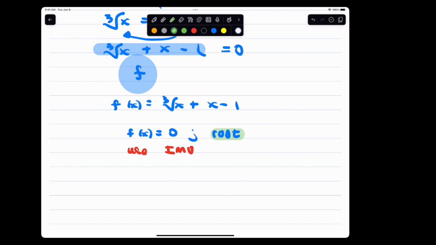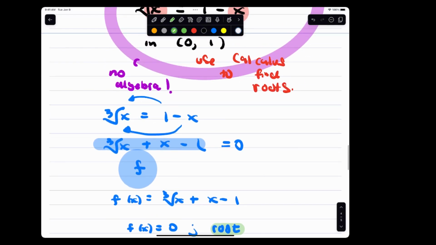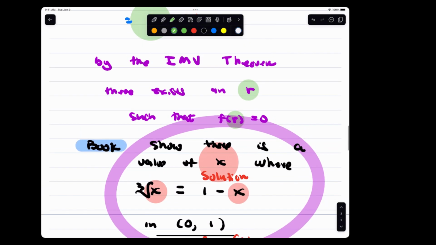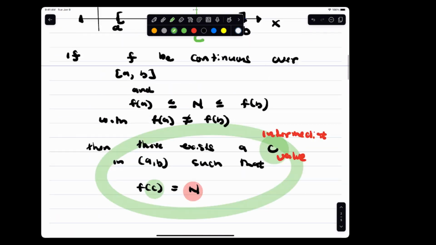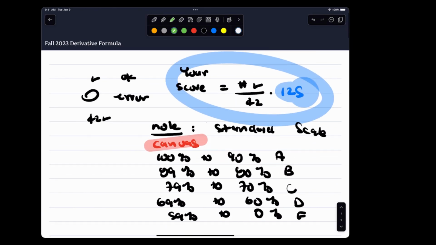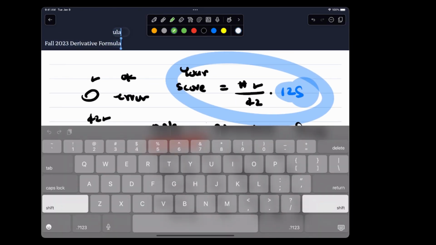All right, now let me give you another hint, since I wanted to use this material today. I'm going to change this title. It's not derivative formulas. This is going to be the intermediate value theorem and the secant line.